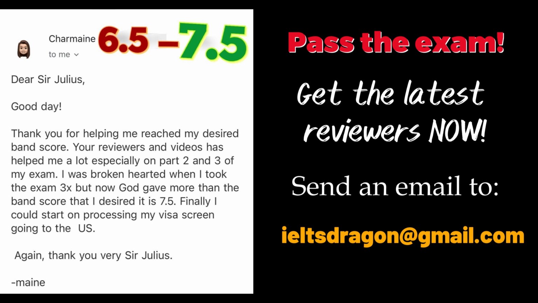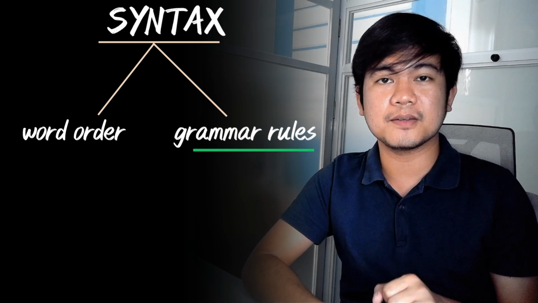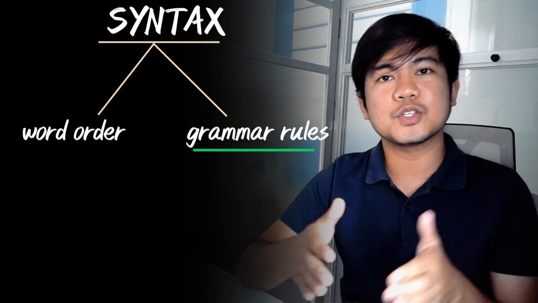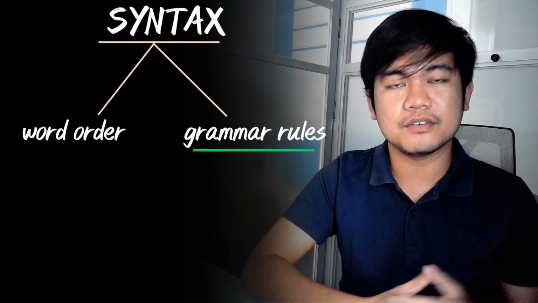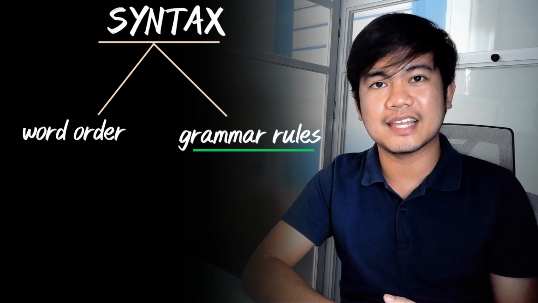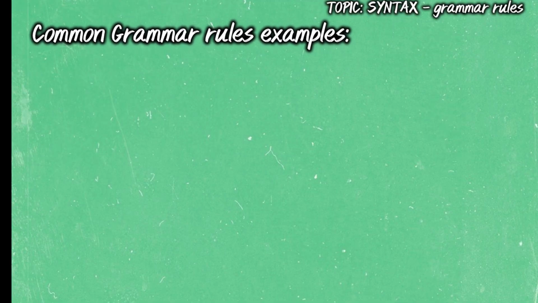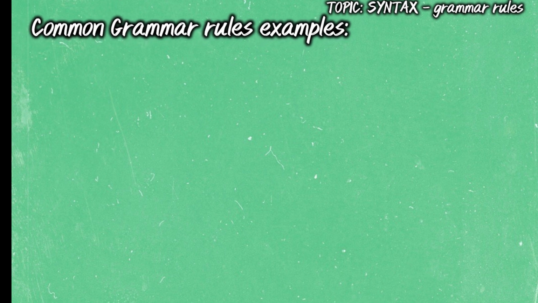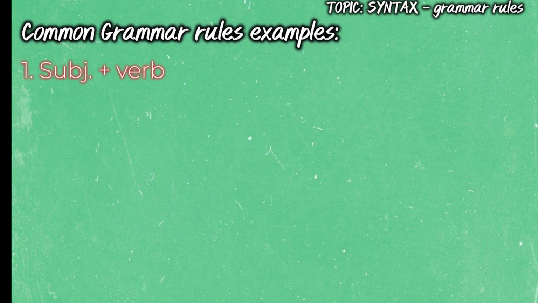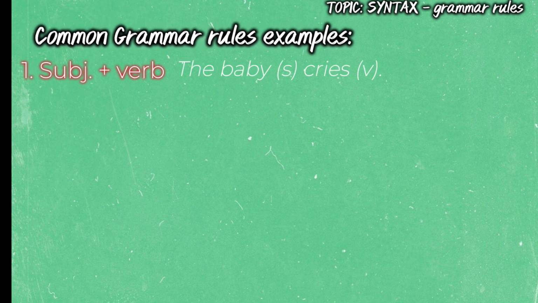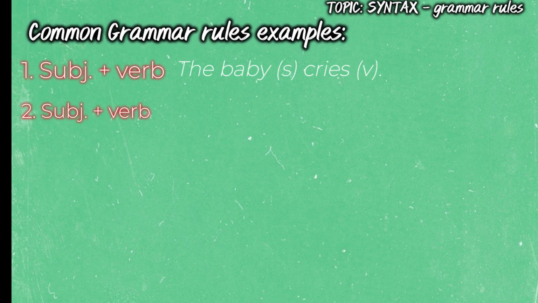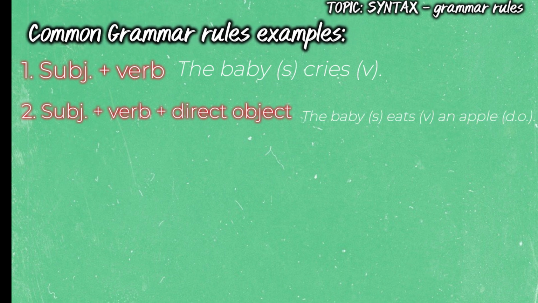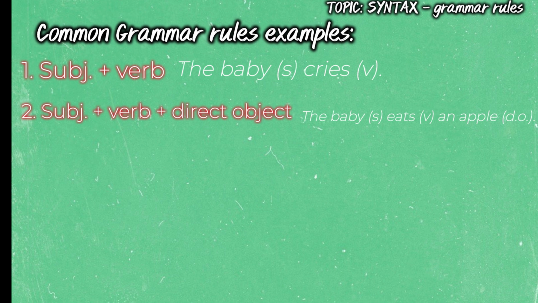I'll send you samples. Now let's move on to grammar rules. We need to understand grammar rules because we need to apply the correct order of the words that we need to use in our answers. I'd like to focus on the common ones that you can actually use in your answers. First, subject plus verb. For example, the baby cries. Subject plus verb plus direct object. Example, the baby eats an apple.